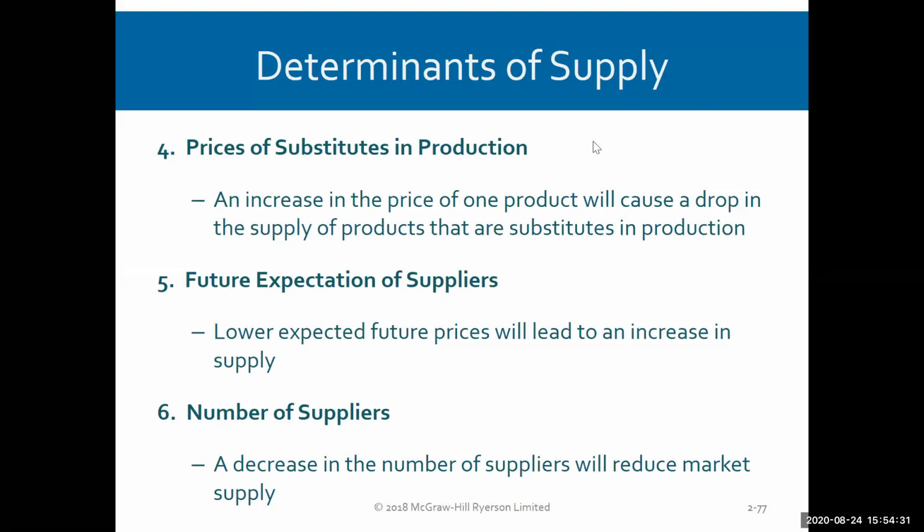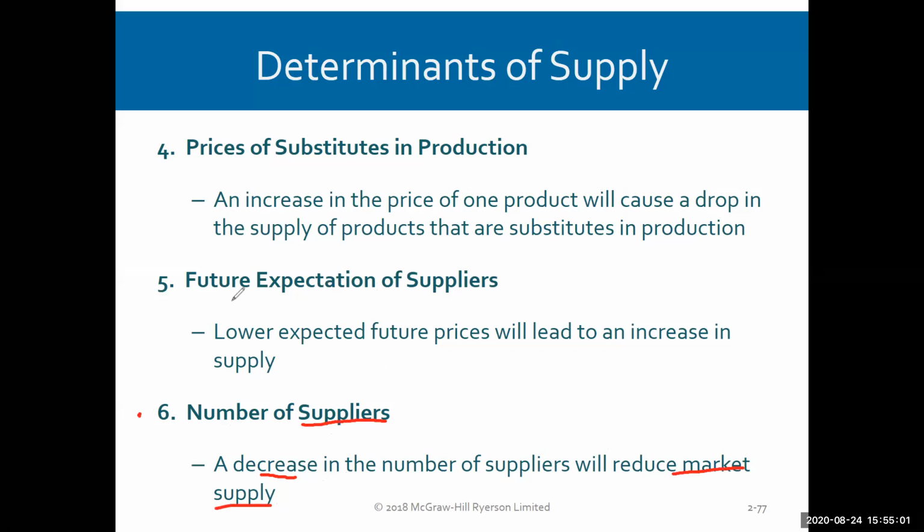So 4, 5, and 6, I want to start with number 6 first, because that one makes the most sense. It's the easiest. If the number of suppliers changes, that's going to change the supply curve, because we add up all the individual suppliers to get the market supply curve. So a decrease in the number of suppliers, say they're not making profit and they hop out of the industry, will reduce the market supply. Which way will it shift? To the left, because it's a decrease. If there's an increase in suppliers, it will shift to the right.